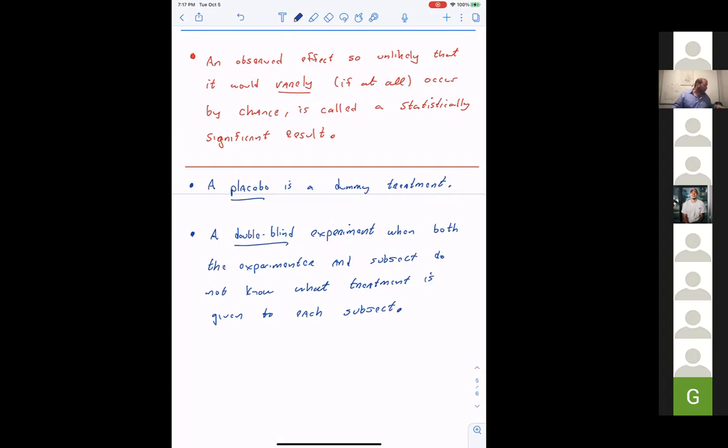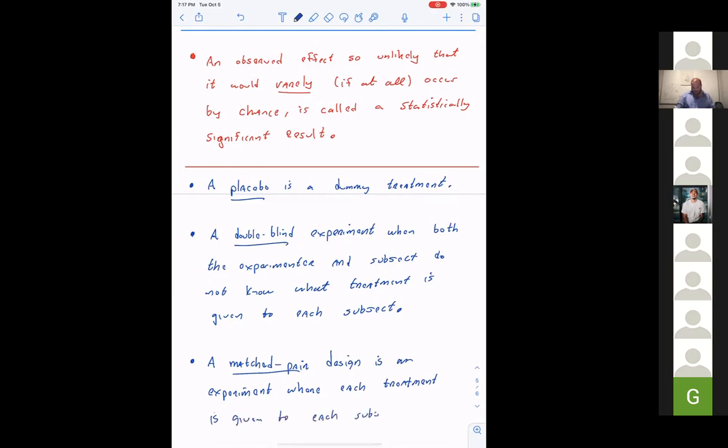I'm just kind of going through the book and looking for definitions here. Next one, a matched pair design. Okay, a matched pair design is an experiment where each treatment is given to each subject, or possibly similar subjects.